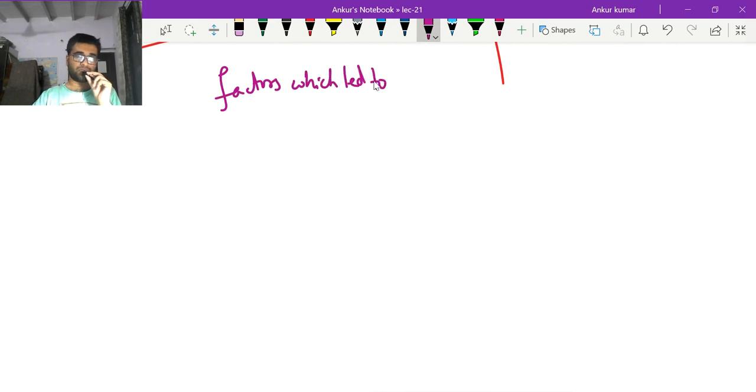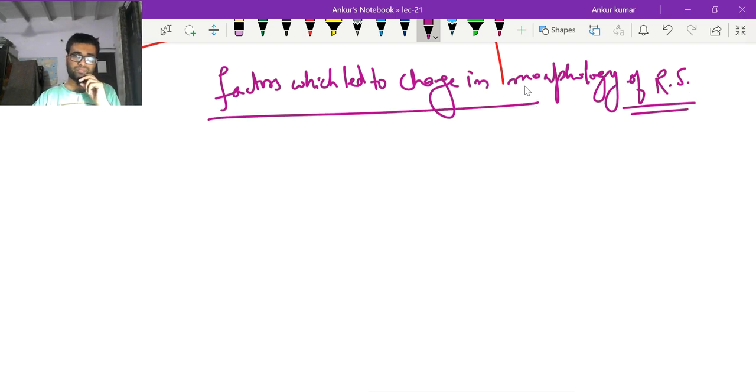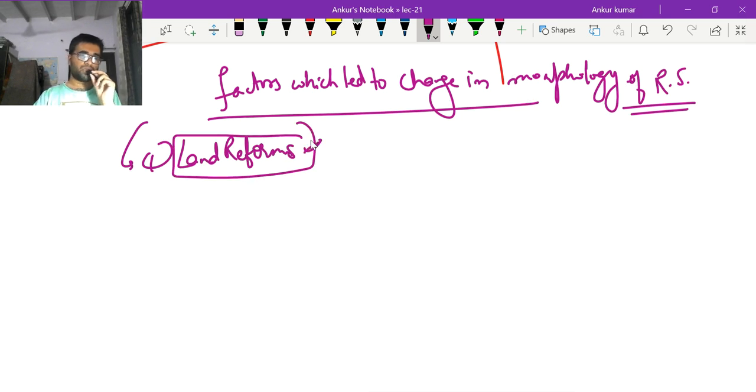Factors which led to change in morphology of rural settlements. The first factor that we can count on is the land reforms. During the land reforms, the land was distributed to the landless laborers. Those who were earlier working for others now had their own lands, and they started living on their own land.